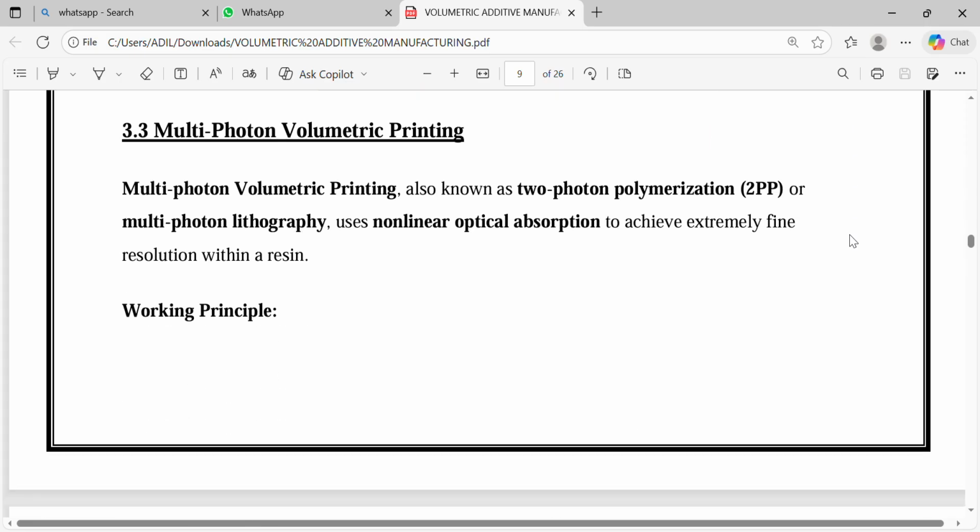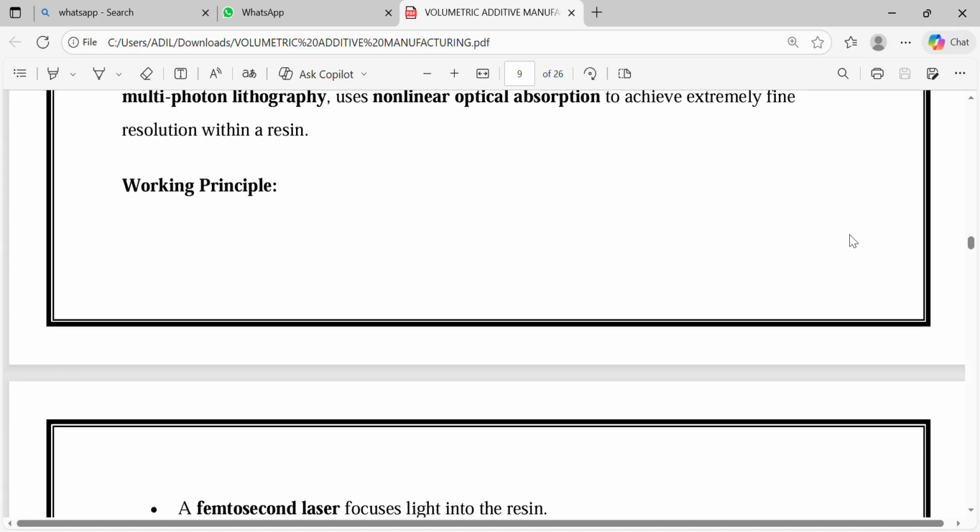Now we will discuss multi-photon volumetric additive manufacturing. In multi-photon volumetric printing, which is also called two-photon when we use two photons during the polymerization process, or multi-photon lithography when we use more than two photons, it uses non-linear optical absorption to achieve extremely fine resolution within a resin. Non-linear optical absorption occurs at high intensities, which can lead to multi-photon absorption and enables 3D structuring and printing, which allows for high-resolution processes.